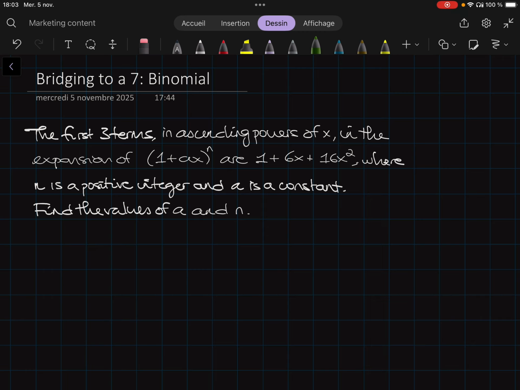Today, we're going to focus on binomial expansion. We're given the first three terms of the expansion of 1 plus ax to the n, and we are asked to find the values of a and n.